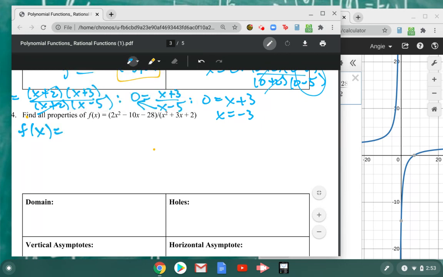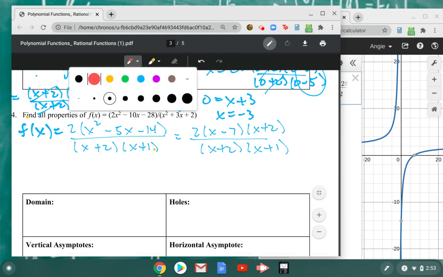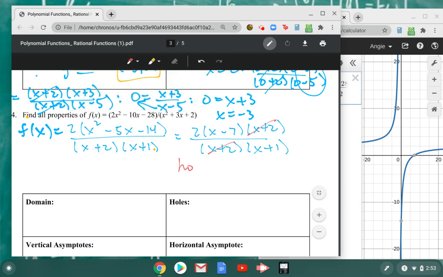So f of x is equal to, let's see, I can pull a 2 out of that numerator: x squared minus 5x minus 14. I'll factor that one even further, and this becomes x minus 7 times x plus 2. And then the denominator is x plus 2 times x plus 1. I do have a hole. These cancel, so we have a hole at x equals -2.